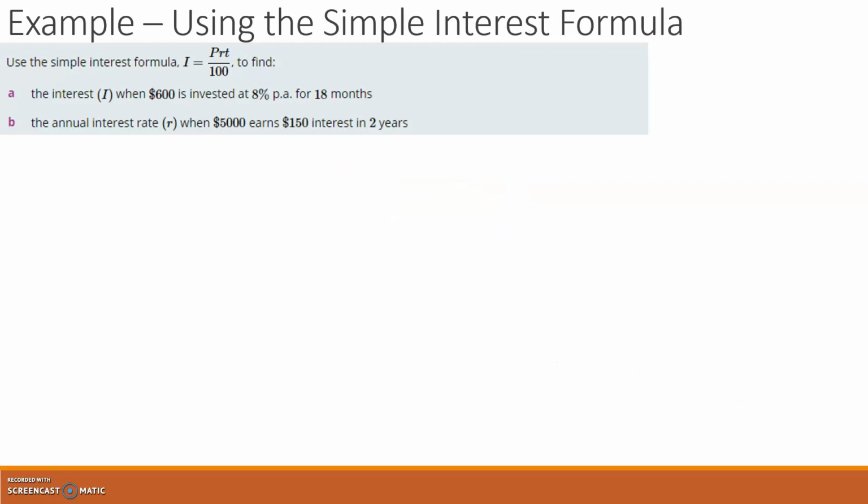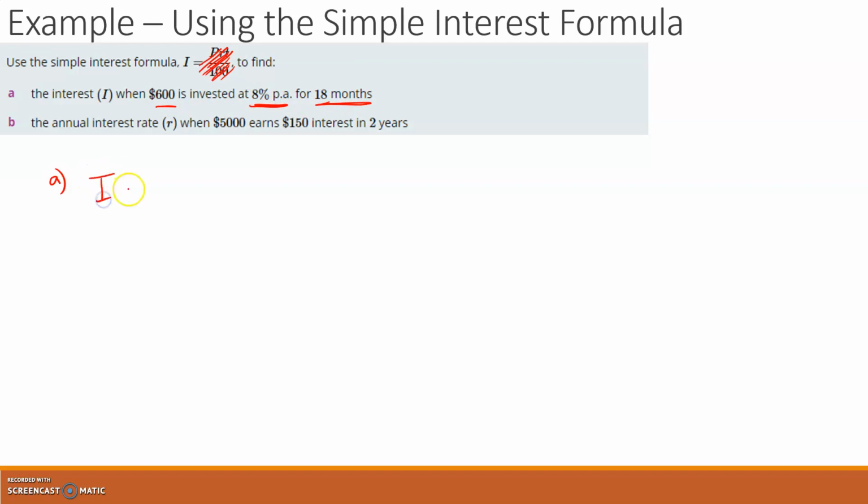So now that we know that, let's take a look at two examples. So this first one is just using the simple interest formula, and then we'll be rearranging it as well. Now we're not using this version of the simple interest formula from the textbook. We're going to be using I equals PIN. Now A says, calculate the interest when $600 is invested at 8% per year for 18 months. So this is a simple interest question straight away.